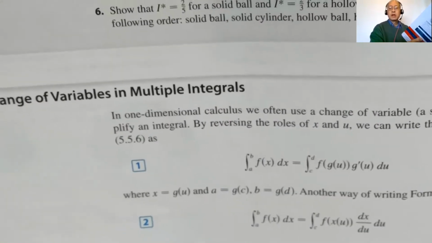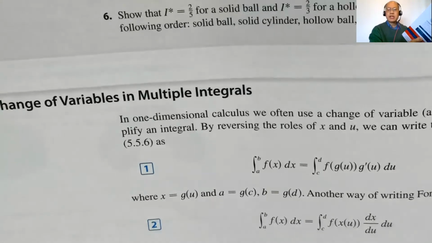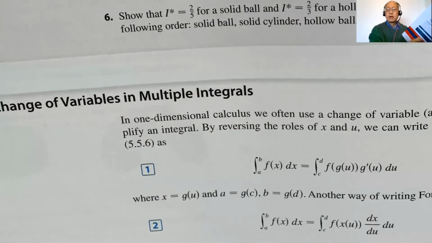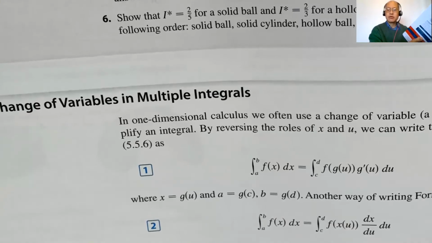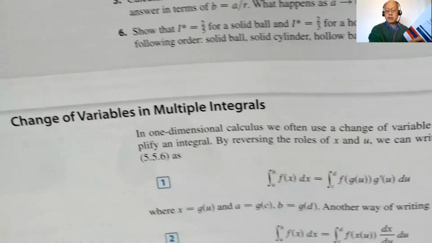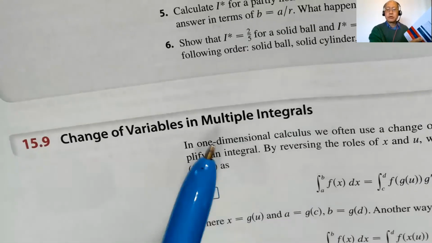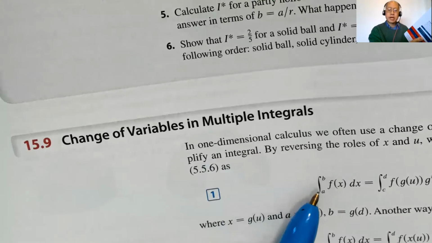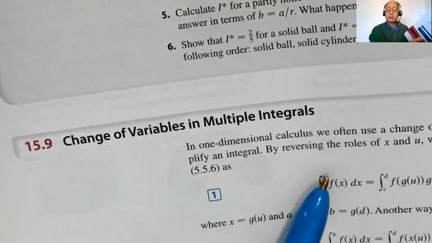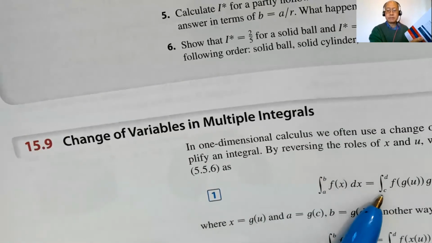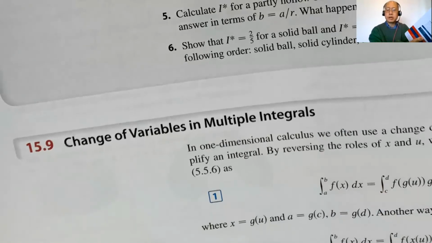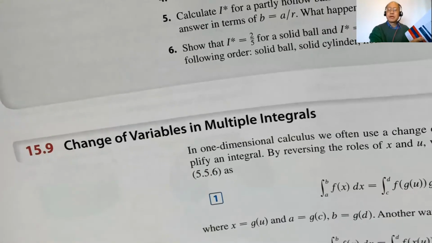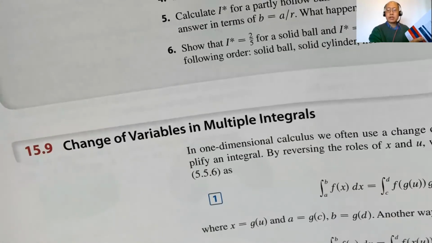If you look at number one, integrate from a to b of f of x dx. And by means of a substitution, you can integrate from c to d of f of g of u, g prime of u, du. So in other words, you might recall in Calc 1 and 2, you could integrate originally from, say, 3 to 5. Then after you make a substitution, you might integrate from 7 to 24 all of a sudden.